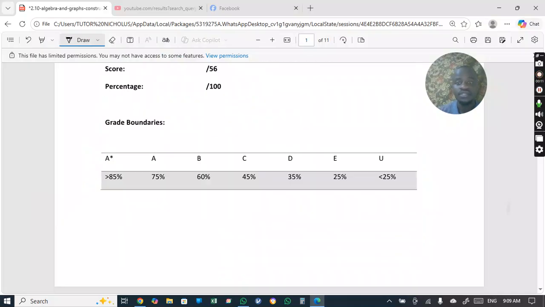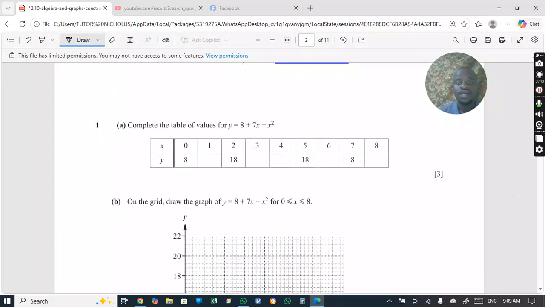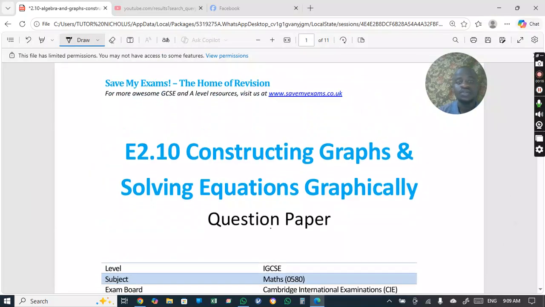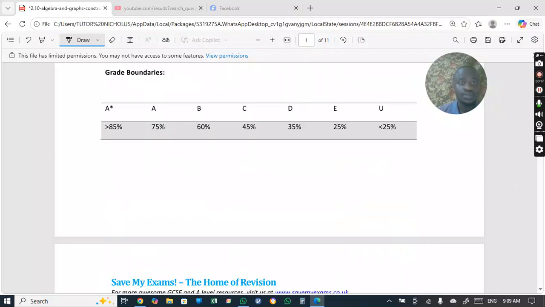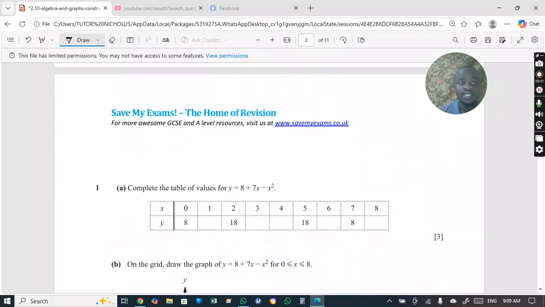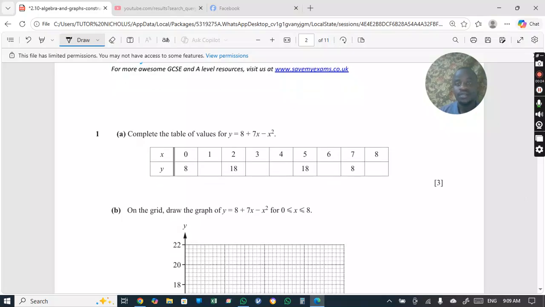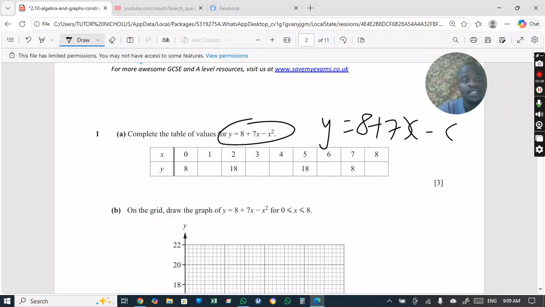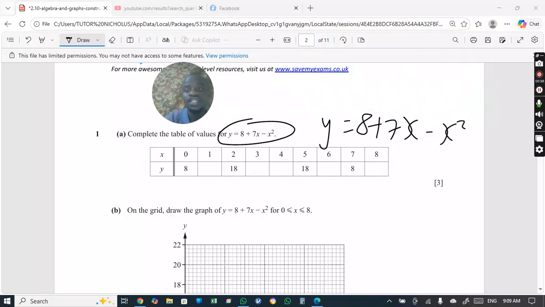So this is just mathematics, and we are discussing the construction of graphs and solving equations graphically, especially the quadratic function. A quadratic function normally has an exponent of 2. For example, in this case we have y is equal to 8 plus 7x minus x squared. This is a quadratic function. So we have been asked to complete the table.